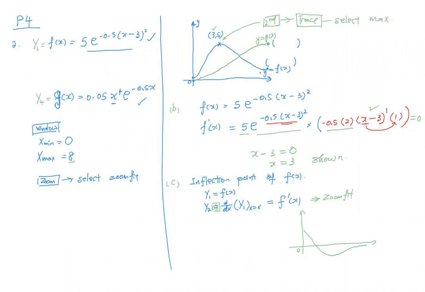Oh, got 2. That means got 1 inflection point here and 1 inflection point here. Possible. Okay, so your graph looks like this. So that means for fx, there are 2 inflection points. One here, for fx. So you find the coordinate of this point.